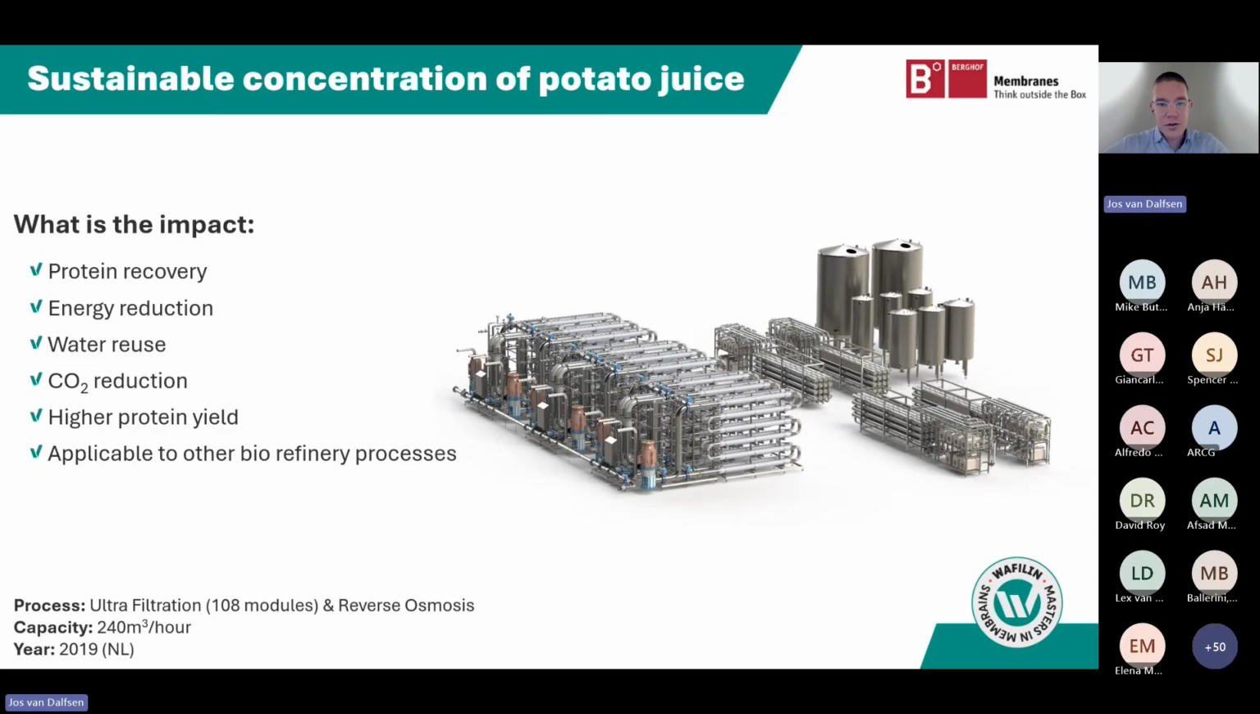So in a nutshell, what we enabled and what the customer received is a UF-RO system that enables the customer to increase the protein yield, because the concentration has a benefit for the coagulation process as well. Energy reduction in the existing process lines like coagulation and evaporation process. And of course, water reuse opportunities with integrating an RO system after the UF.